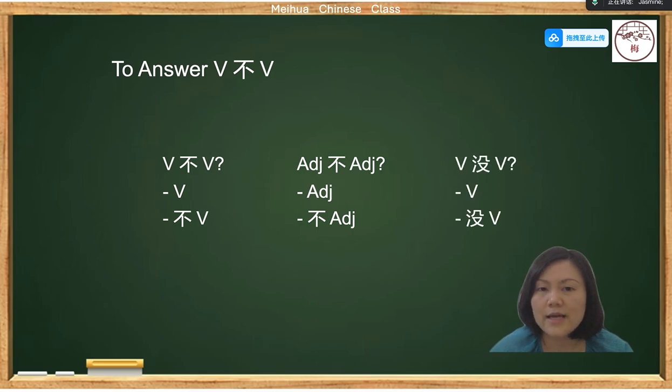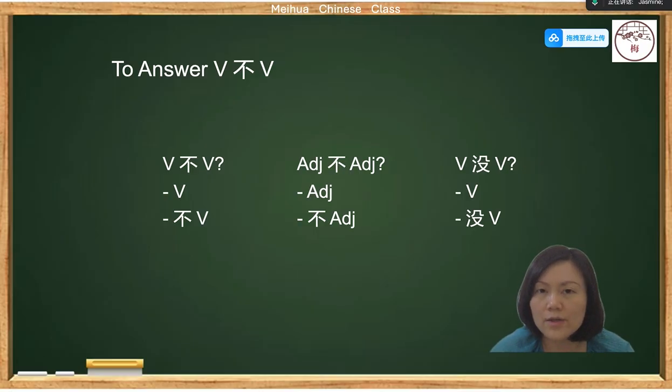For the past tense, the structure is verb, 没, verb. So the positive is still the verb, right? The negative becomes 没 and the verb. For example, now it's 2 p.m. and I asked someone, 你吃没吃饭? Here I use 没. 你吃没吃午饭? I asked about the lunch, right?